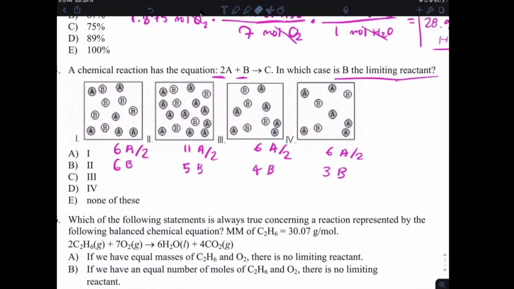Wait, hold on. Is this right? Wait, I think, is the answer D? No, I think the answer is B.